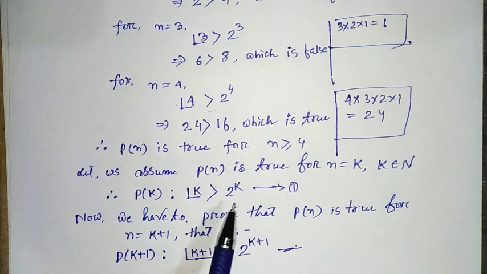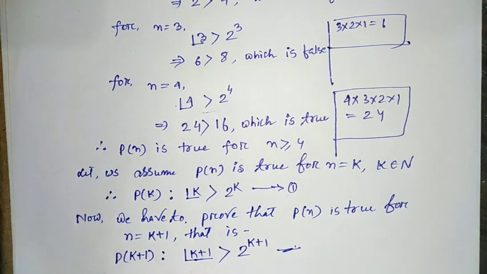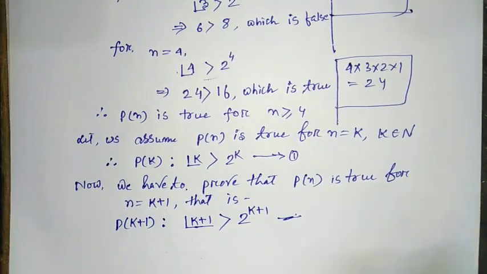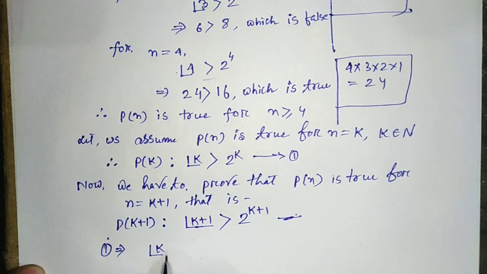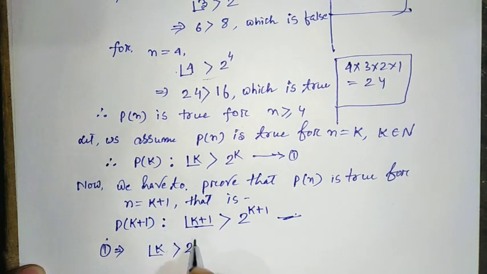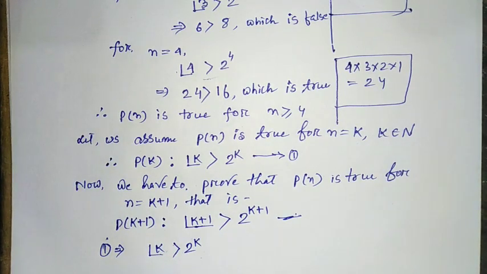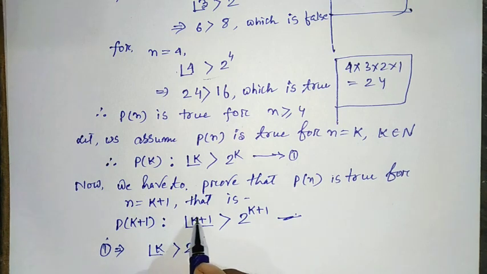So for inequality proof, we always take equation number 1. From equation 1, the inequality implies that factorial k is greater than 2 to the power k. It is assumed. Now we will make the left hand side k plus 1.